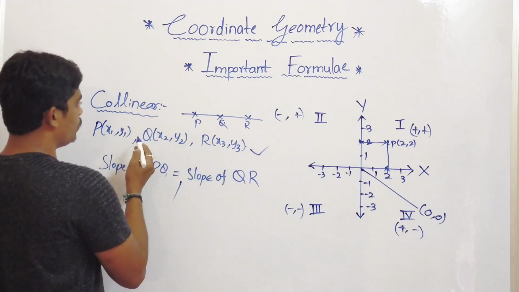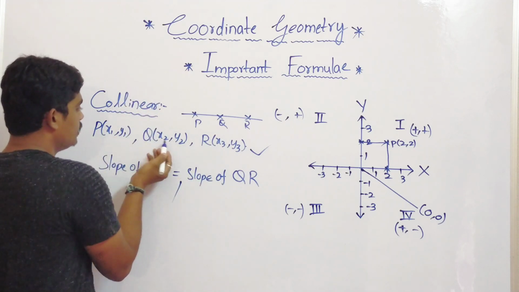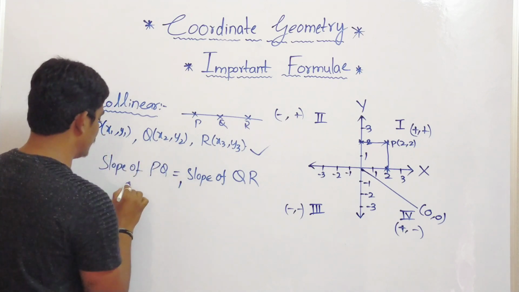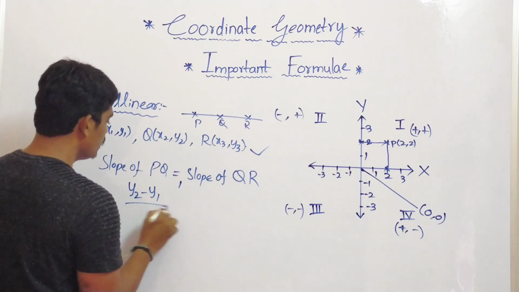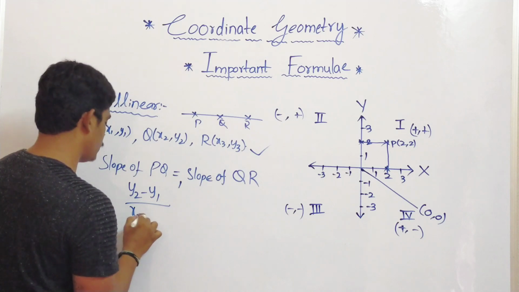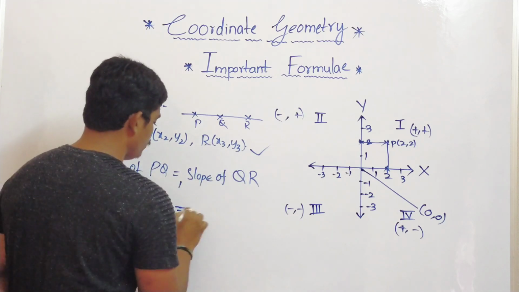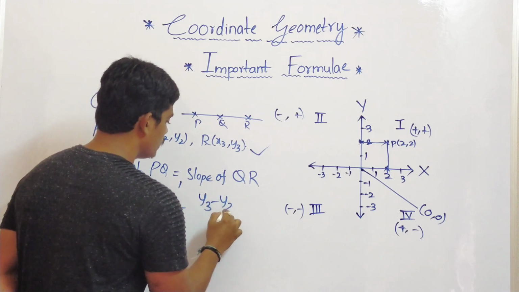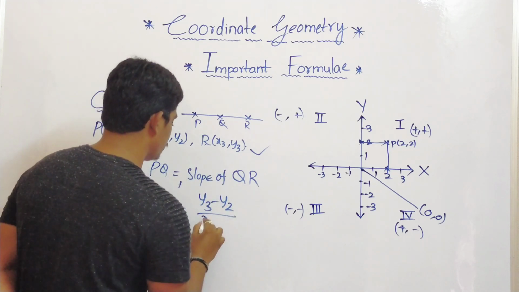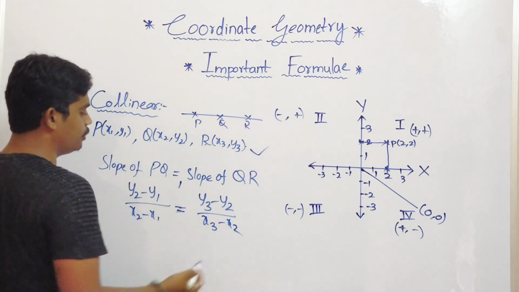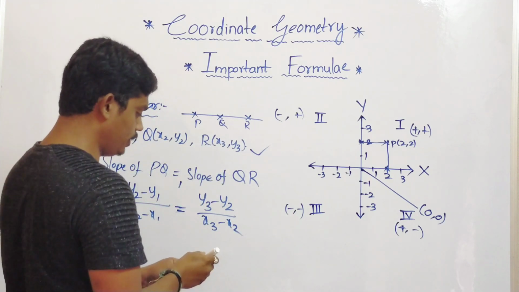How to find the slope? We discussed it before, but I will tell it again. For finding the slope of PQ, we will consider y2 minus y1 by x2 minus x1. Now for QR, it is y3 minus y2 by x3 minus x2. If the values of both of these are equal, then these 3 points are collinear.